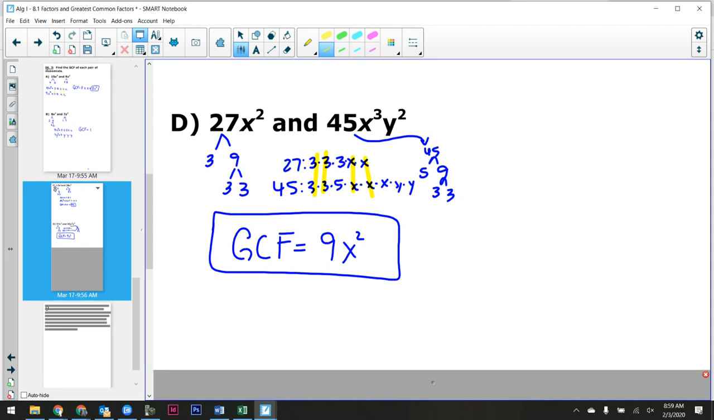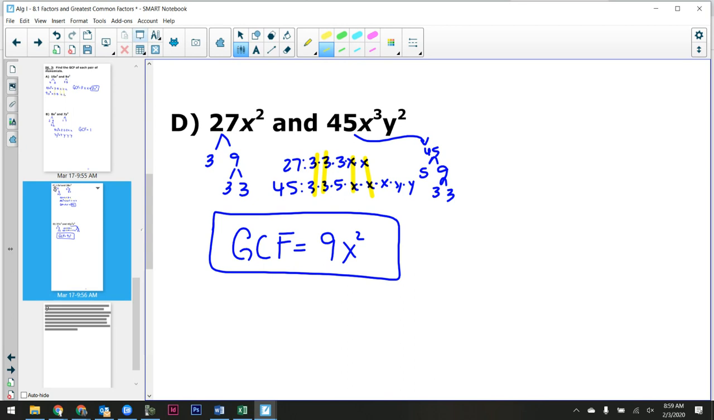So we should try to get to the point where we don't need the prime factorization anymore. That's the end goal. But it's always there for you to fall back on if you need it. Of course, if you need it, okay? Is there another one? No, that's it.